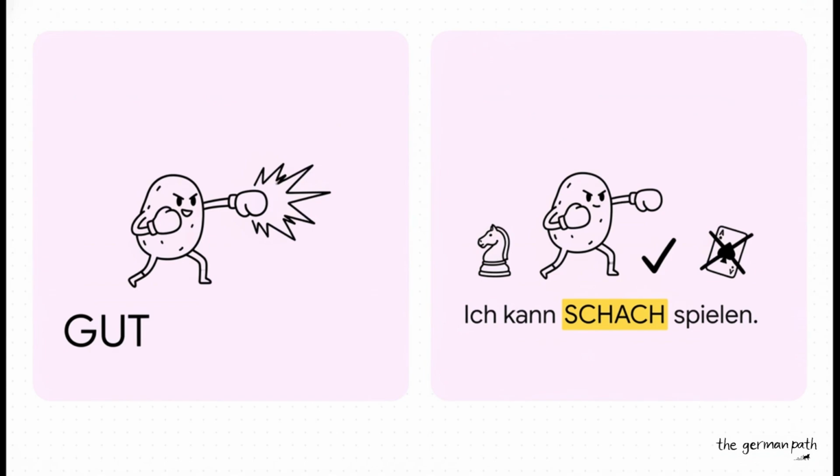Listen to this. Ich kann gut Schach spielen. I can play chess well. Here, we're totally focusing on the skill level. But if you say, ich kann Schach spielen, I can play chess, we're focusing on the game itself, like meaning chess, not poker. Make sense? Rule summary. Punching different words with sentence stress completely changes the emotional meaning of your sentence.